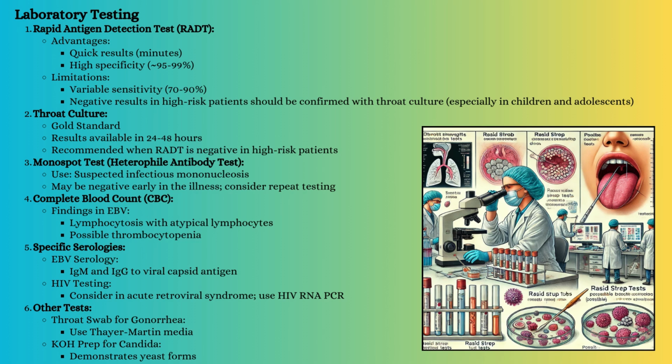May be negative early in the illness, consider repeat testing. Complete blood count, CBC, findings in EBV: lymphocytosis with atypical lymphocytes, possible thrombocytopenia. Specific serologies: EBV serology, IgM and IgG to viral capsid antigen. HIV testing: consider an acute retroviral syndrome, use HIV RNA PCR. Other tests: throat swab for gonorrhea, use Thayer-Martin media. KOH prep for Candida demonstrates yeast forms.